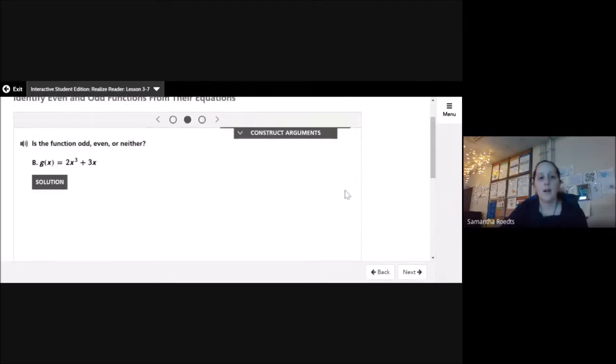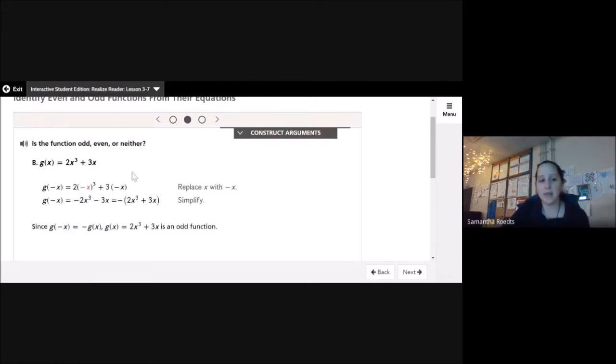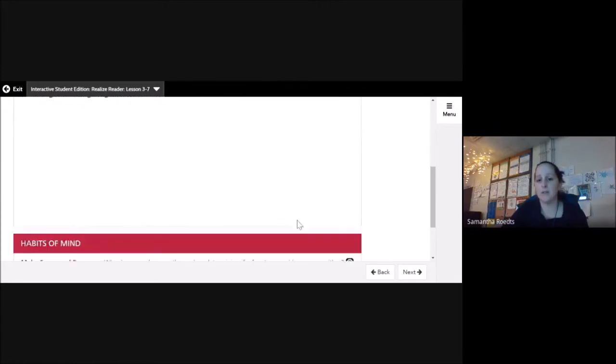All right, so B, g of x equals 2x cubed plus 3x. So if I substitute in negative x here and I get the same thing, I know it's even. So I get 2 times negative x cubed, which is negative 2x cubed, minus 3x. So that's negative 2x cubed minus 3x. So g of negative x equals negative g of x, so it's an odd function.